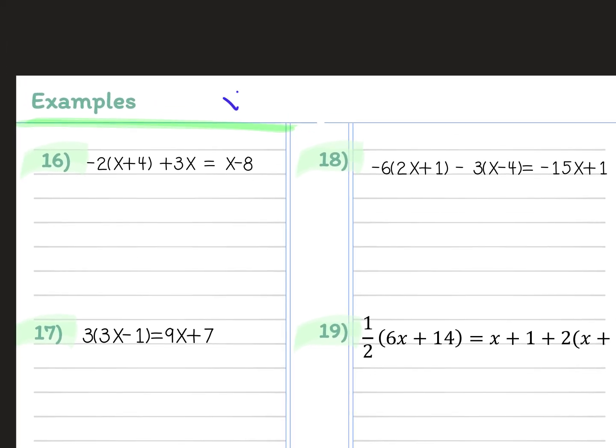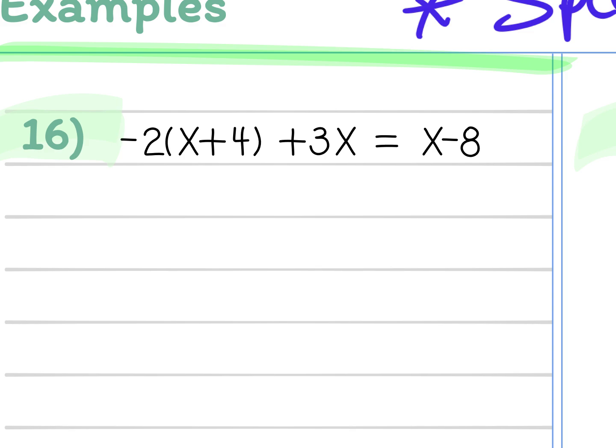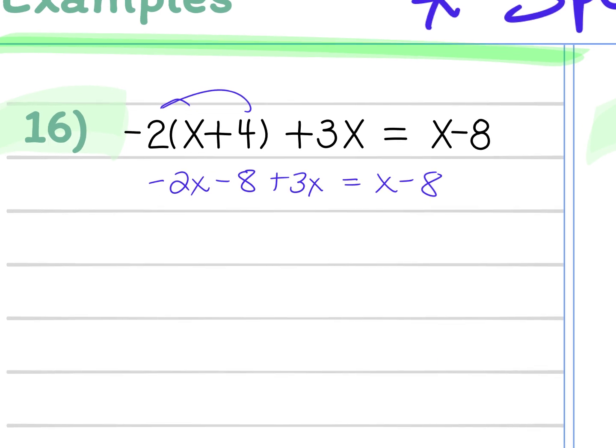Right at the top here, these are the special cases. You can't just look at an equation and know that's a special case, but you'll see why these are special cases here. If I look at 16, what do I do with the negative 2? Distribute it. Perfect. So negative 2x minus 8 plus 3x equals x minus 8. Fully simplify each side first. So negative 2x plus 3x is x minus 8 equals x minus 8.